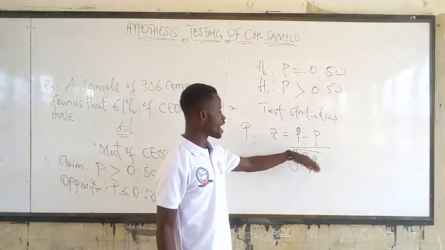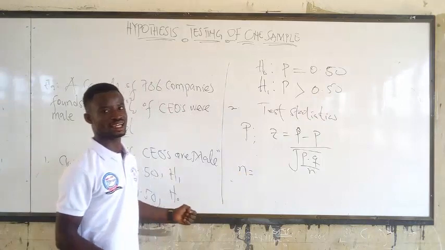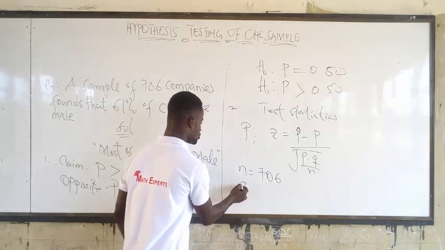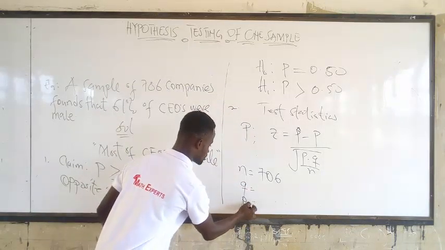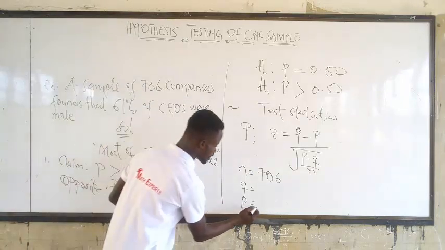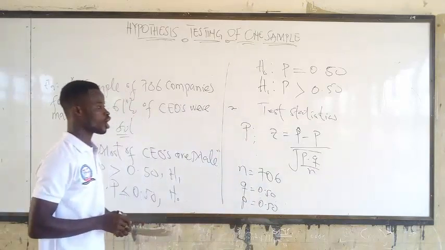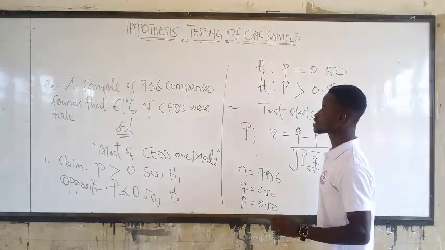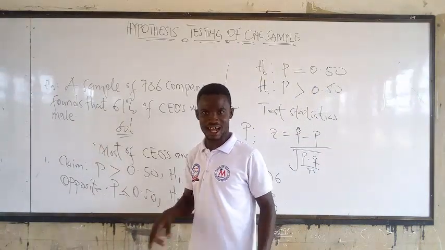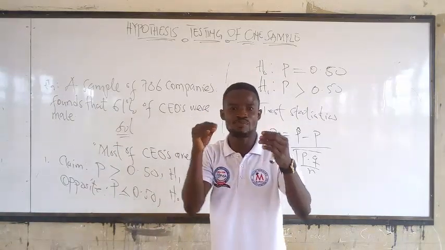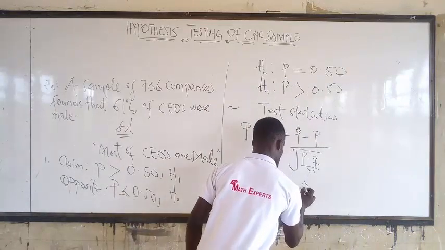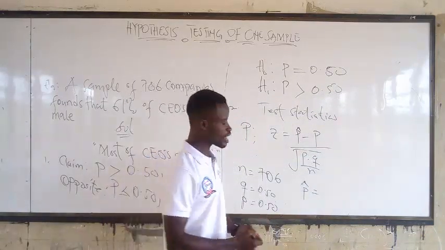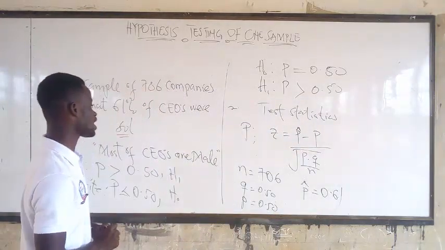Okay, so now we need to define all these that we have here. So looking at this, our n here will be 706. Then what is going to be our failure and our success? So the success is going to be exactly what you have. So that is 0.50, 0.50. Alright. So what is going to be our point estimate, or we can say the p hat? That's our point estimate. So this one we have here, I'm now going to specify it for you. This one we have here is the point estimate. So that's going to be our p hat. Our point estimate, which is going to be 61%, right? Which is the same as 0.61 by dividing 61 by 100. That's what you're going to get.